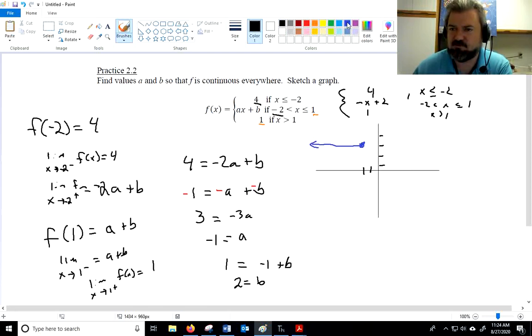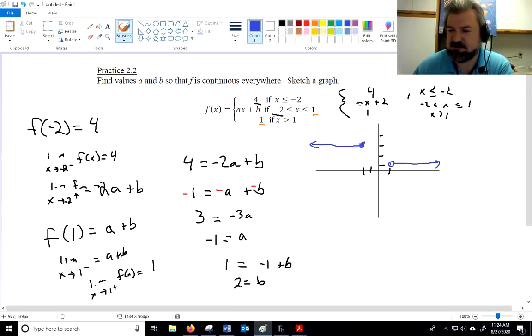When x is greater than 1, I'm going to be at 1. So once you're past this little tick mark, you're just writing this horizontal line right here. And hopefully we picked values that connect these two. Let's plug in 2 for x here.